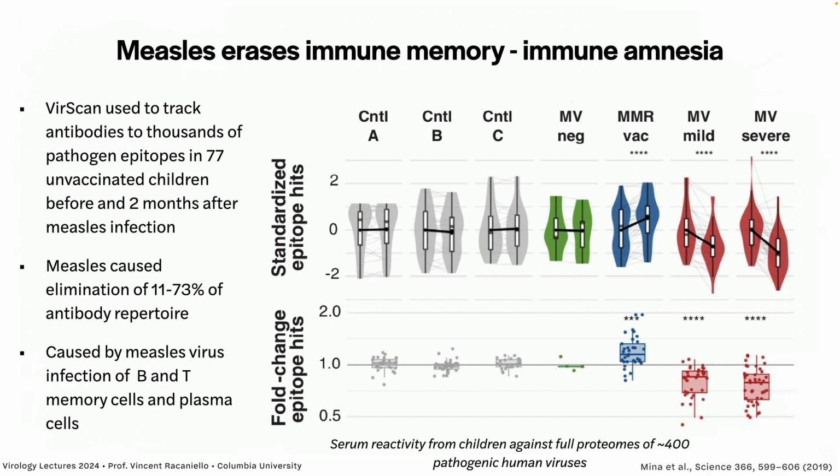And if you just look, these are the dot plots. There are so many dots in here, each corresponding to a single epitope, that they just appear as a smear. But here are control kids who have never had measles and measles vaccinated kids. And here are kids with mild and severe measles before and after measles. You can see this dramatic drop in the number of peptides that they recognize. In other words, their immune memory is being wiped out. So it's immune amnesia. The measles eliminates between 11 and 73% of the antibody repertoire. So a good reason to vaccinate.